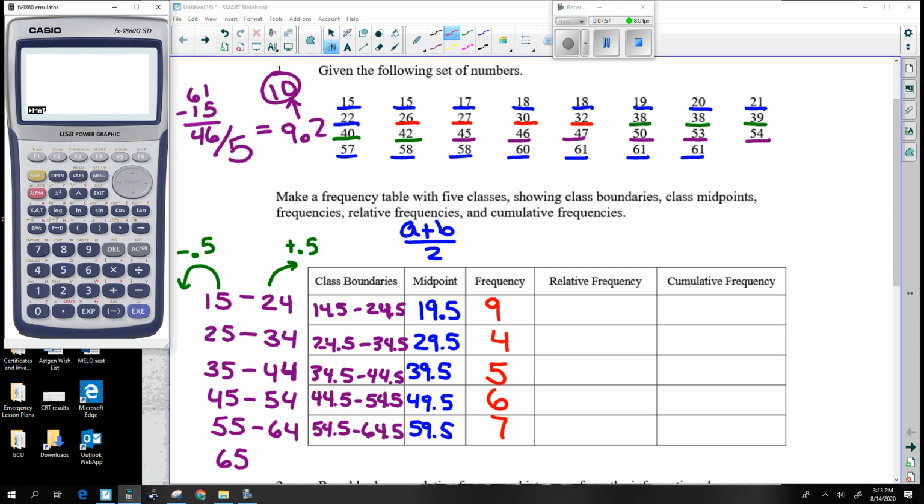Okay, so jumping categories here, I'm going to go to the cumulative frequency. What the cumulative frequency is, again, is the frequencies added up to that point. To the very first category, adding all the frequencies up, it's just 9. To the second category, it'd be the 9 and the 4. To the third category, it'd be the 9, the 4, and the 5. Then the 9, 4, the 5, and the 6. And it's the 9, the 4, the 5, the 6, and the 7.